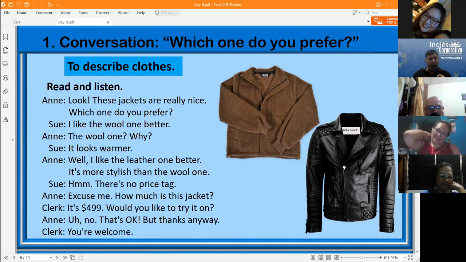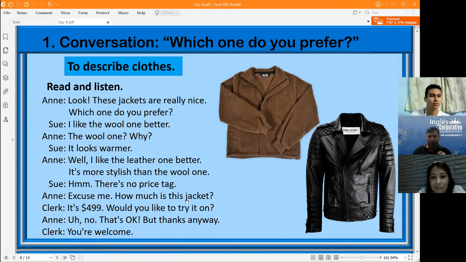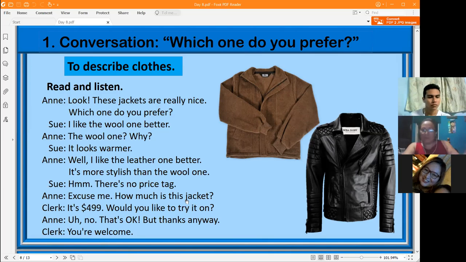Volunteers to read the conversation. Me, teacher. Yes, please. Florita is number one. She's Annie. We're going to look for Miledis Barahona to be Sue. So we have two. Okay. You may begin.